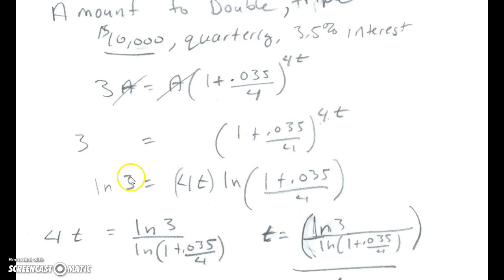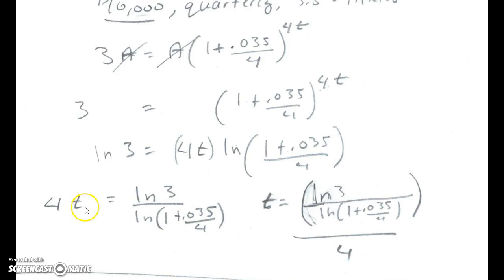Again, we take the log of both sides, and notice my exponent, which is 4t, is allowed to come down and no longer be an exponent. That's why we do this. I divide the log of 3 by the log of this interest rate, and that equals not just t this time, it equals 4t. So to actually solve for t, I divide both sides by 4. T is log of 3 over log of 1 plus 0.035 over 4, this whole thing, divided by 4. Just an extra step here.